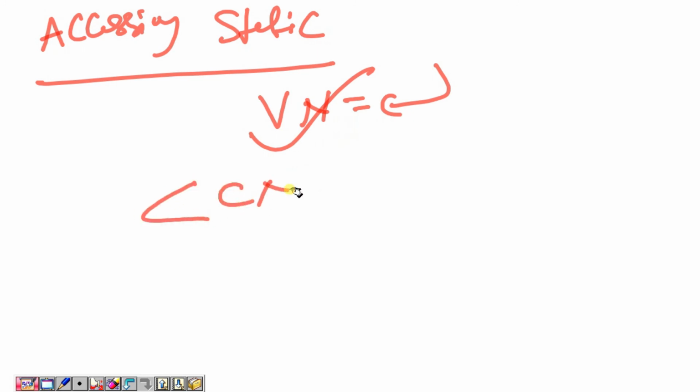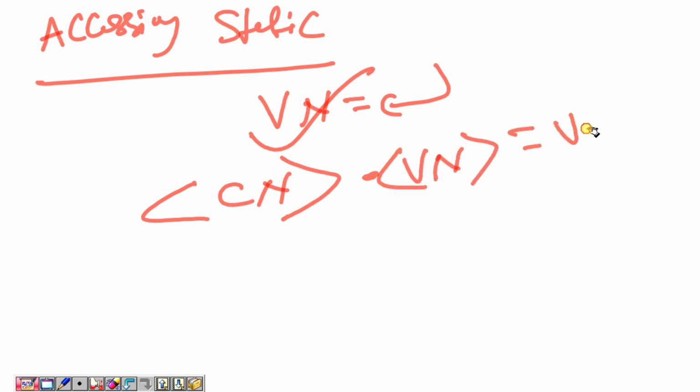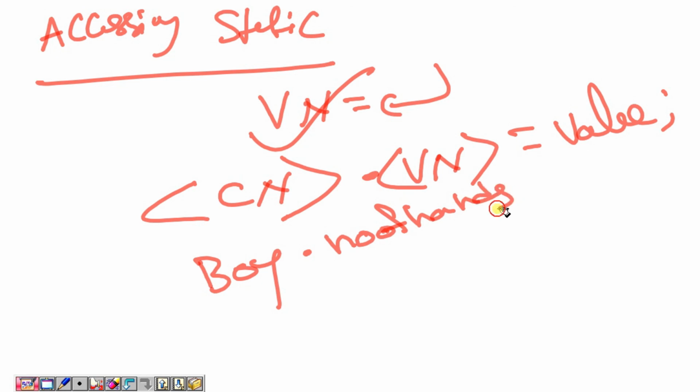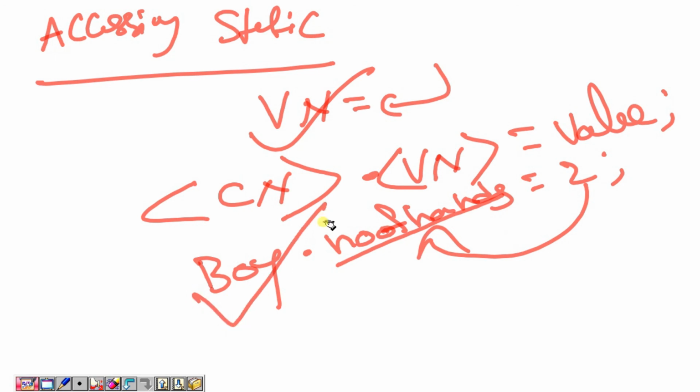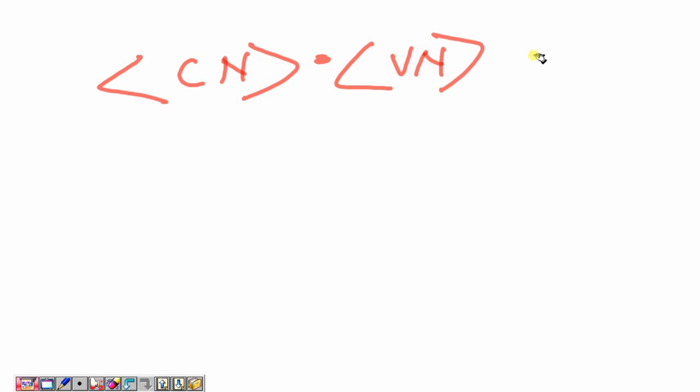Otherwise, by using class name dot variable name equal to the assigned value. This we can perform. For example, Boy is the class name, dot variable name, number of hands equal to 2. This is what we call assigning the value. Static variable, if you want to access it with the help of the class name, we can access it directly. You go for the class name, class name dot that static variable name, and you can store the value.